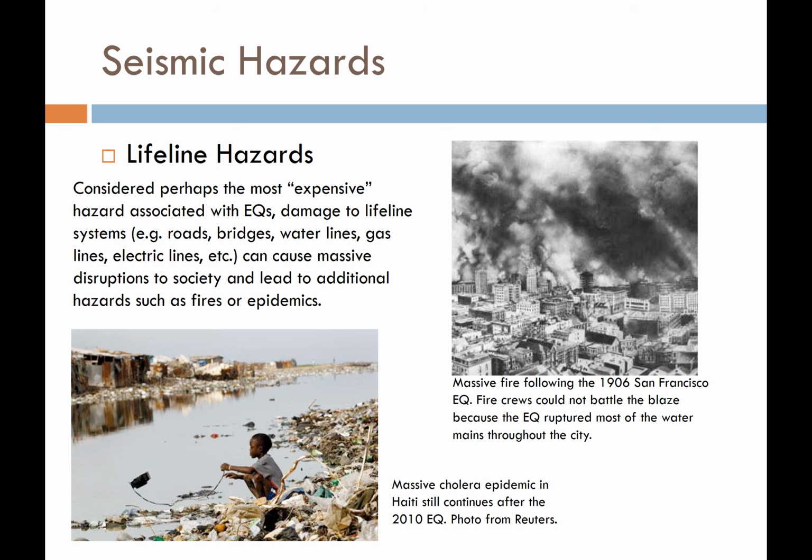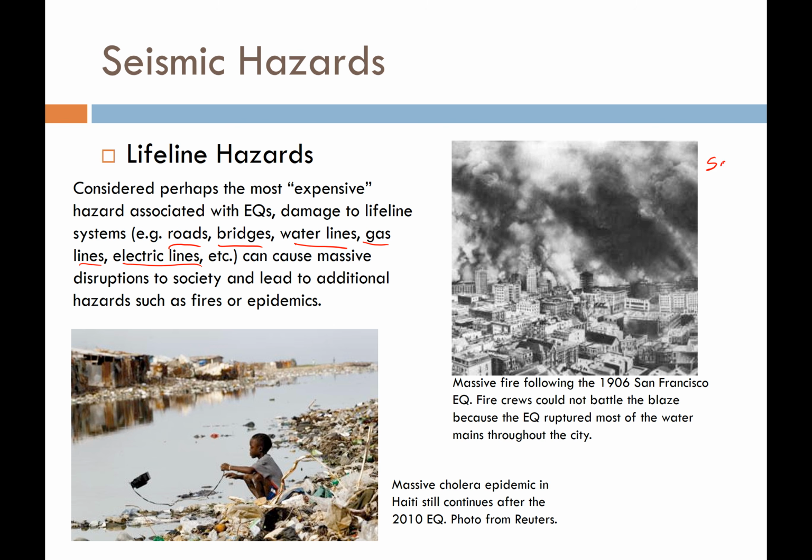Lifeline hazards, I would say, are perhaps the most expensive hazard associated with earthquakes, and it's not always in terms of expenses associated with cost or money. Lifelines are the term that we use to describe roads, bridges, water lines, gas lines, electric lines, etc. These are long linear or could be non-linear features that make society work, make society what it is. And so if you break it, how's that going to impact society? We've seen lots of devastating consequences.